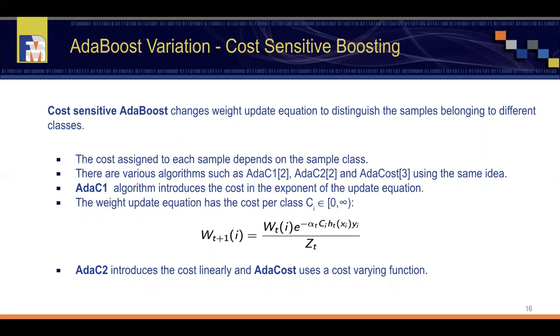So now the cost-sensitive adaptive boosting algorithm changes the weight update equation to distinguish samples belonging to the different classes. A cost is assigned to each sample depending on the sample class. Algorithms such as AdaC1, AdaC2, AdaCost, all are based on the same idea. For example, AdaC1 introduces a cost in the exponent of the update equation. The equation on the slide is the weight update equation for AdaC1, where Ci is the cost for a sample i. And if we substitute the cost Ci as 1 for all the classes, we have the classical AdaBoost update equation. So here, by incorporating the cost in the weight update equation, the algorithm gives importance to learning the minority and the majority class according to these cost ratios.